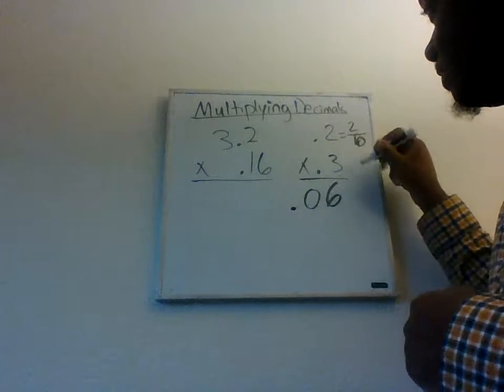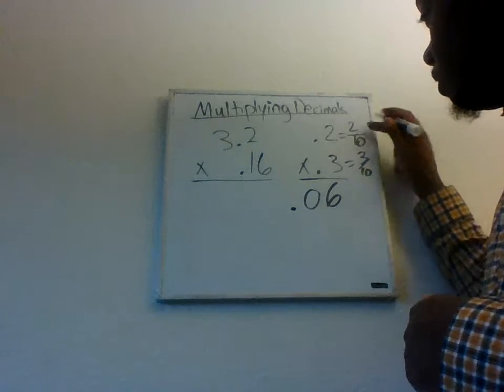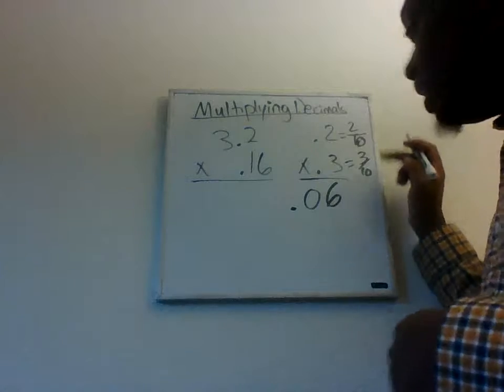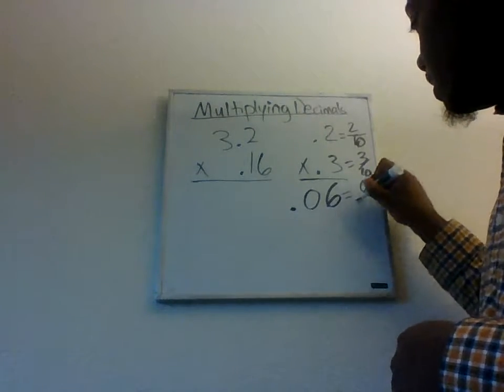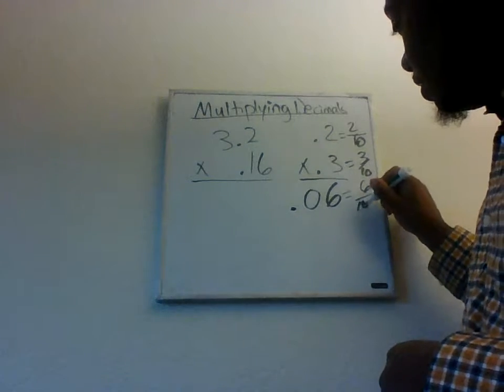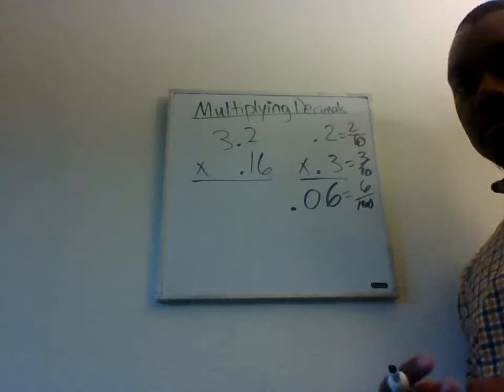This is 3/10. So this would be written as 3/10. Well, when you multiply with fractions, remember it's numerator times numerator, denominator times denominator. So in this case, we end up with 2 times 3, which is 6, over 10 times 10, which is 100. So we would get 6/100. Well, that's exactly how you read that, right?